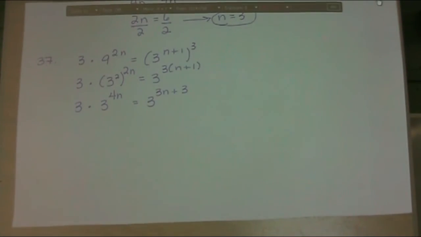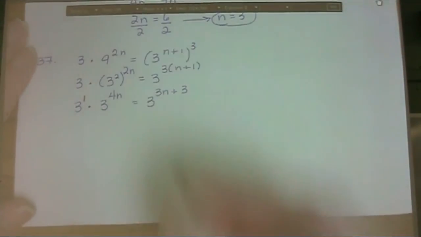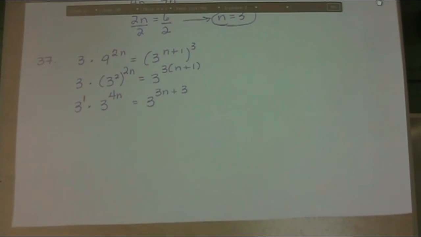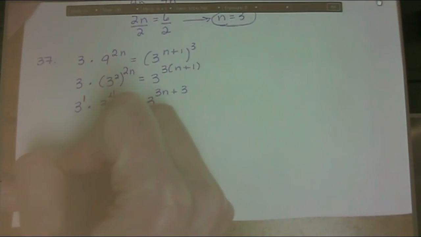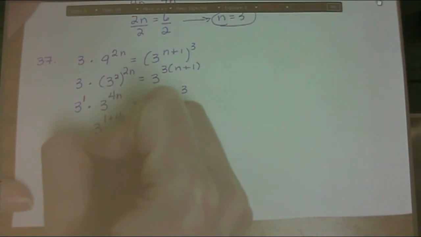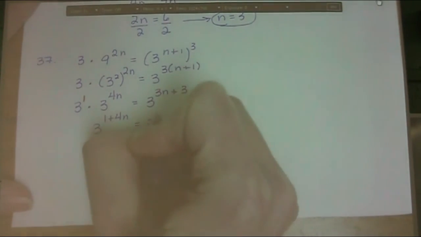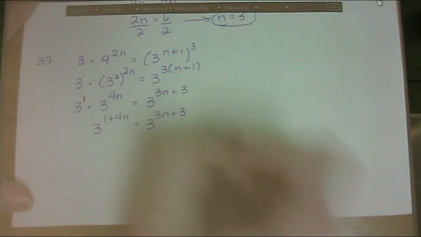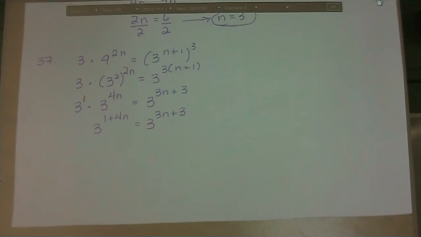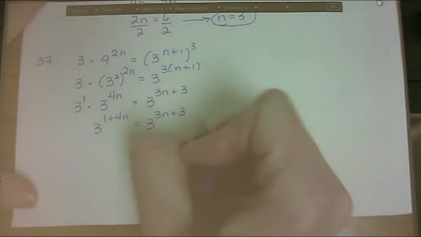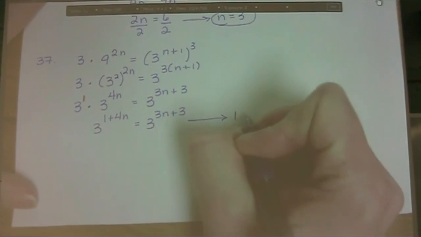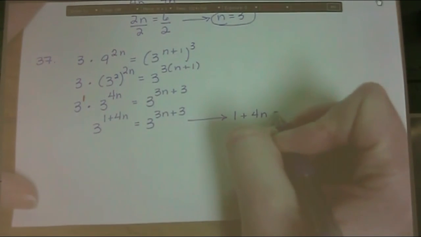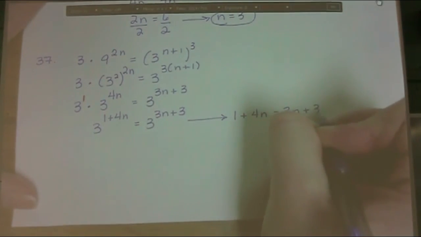Now I'm going to use my product rule on the left-hand side. Remember, the power that is here that you don't see is a 1. All right, so in order for me to add my exponents, I'm going to add 1 plus 4n. So this is 3 to the 1 plus 4n power equals 3 to the 3n plus 3 power. Now I have the same base on both sides of my equation, so I know that my exponents are equal to each other. So that gives me a new equation. 1 plus 4n equals 3n plus 3.